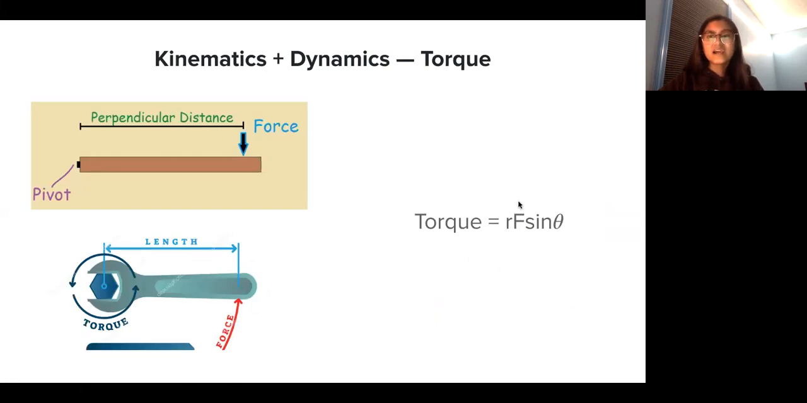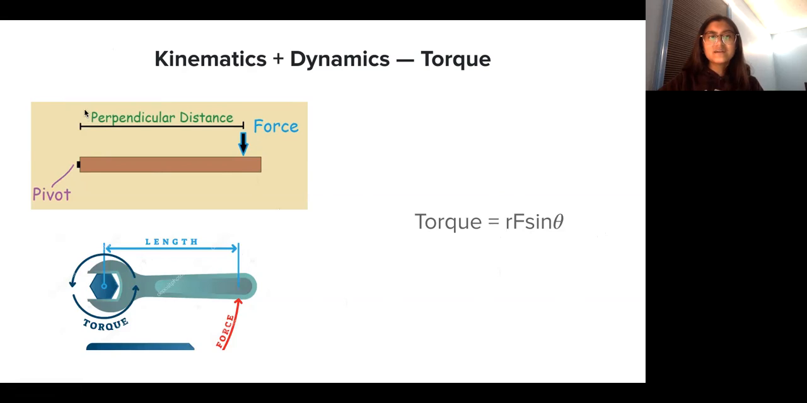Okay, and then we have torque as well. So this is your rotational force. And the formula for this is rF sine theta, where r is your distance from the pivot point to where the force is being applied.